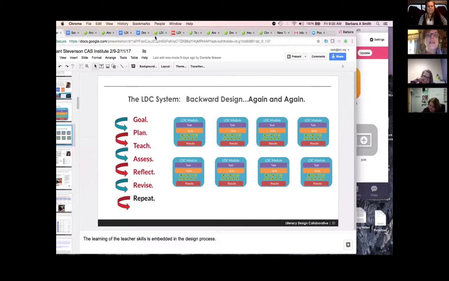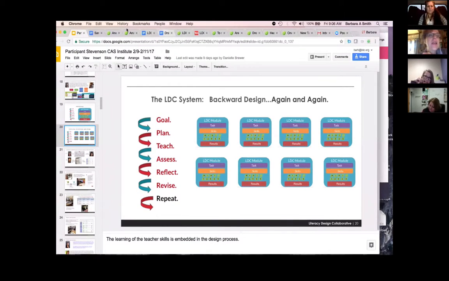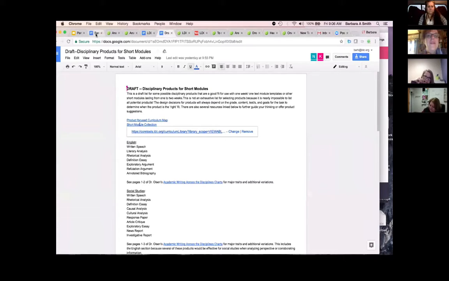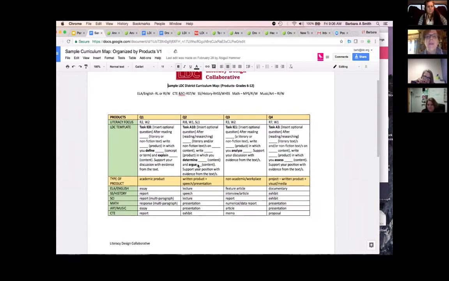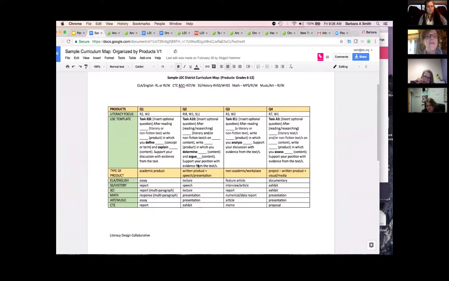One of the things that I like to think about is this idea of thinking about the modules within a larger curriculum map. We have a number of these we can share with you, but one of my favorites, because we've talked a little bit about products, is this idea of a curriculum map with products. So I'm thinking about what LDC might help me accomplish across quarters.